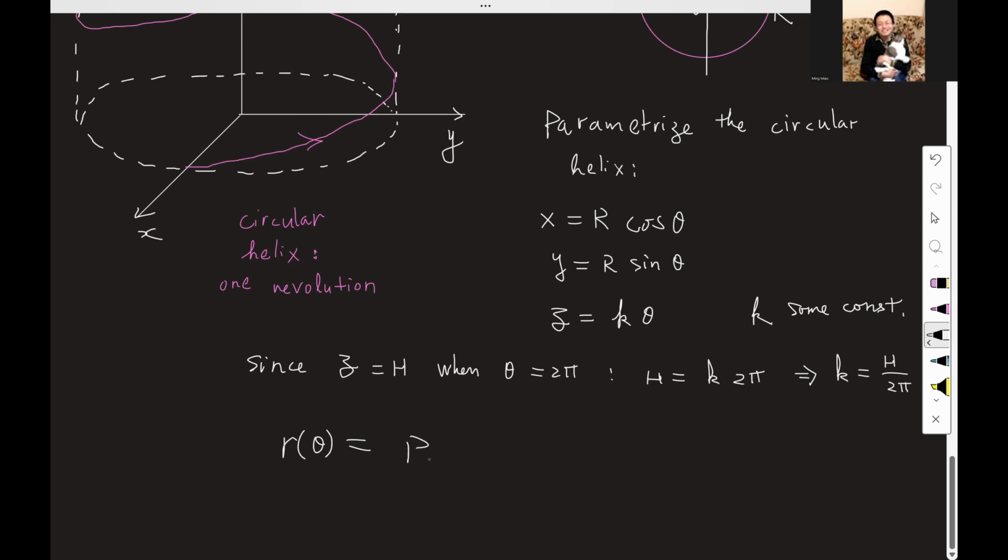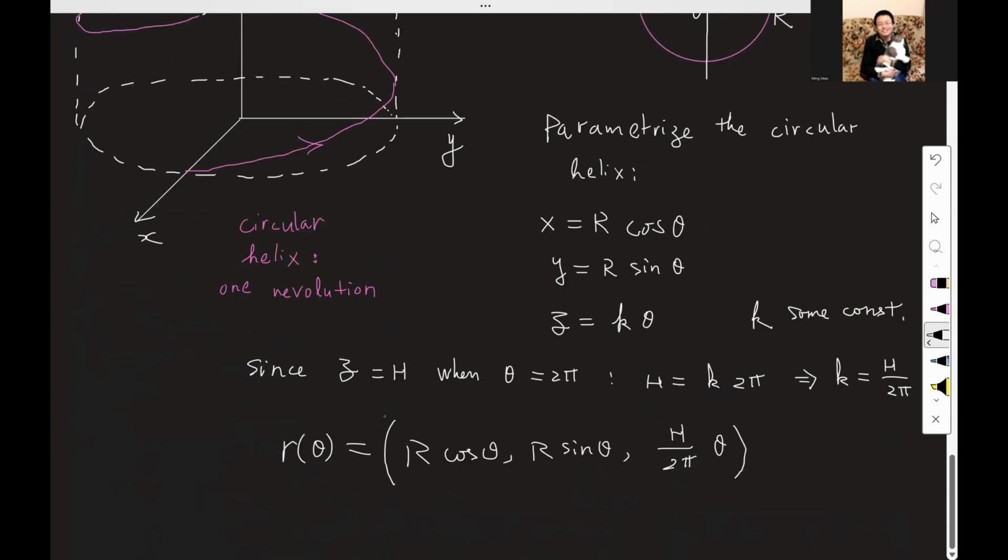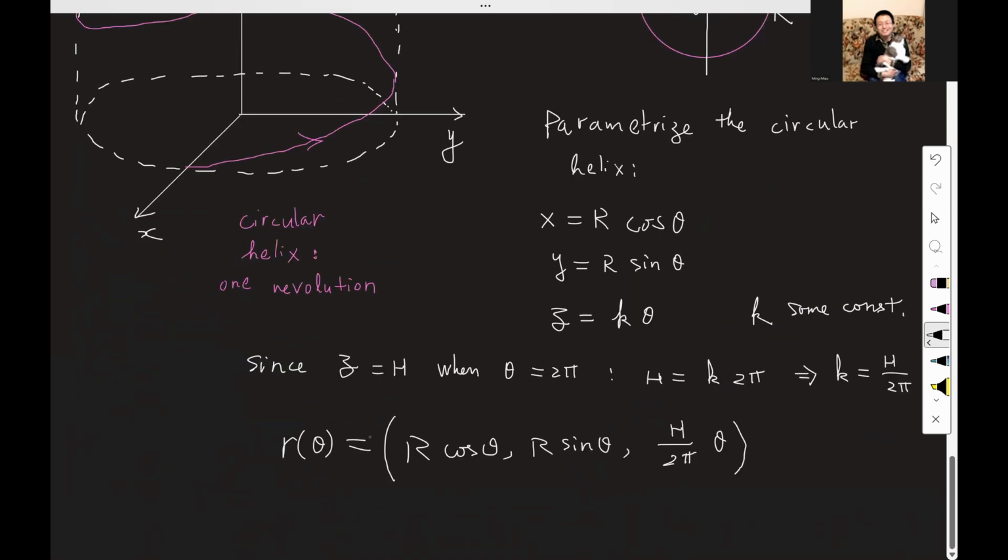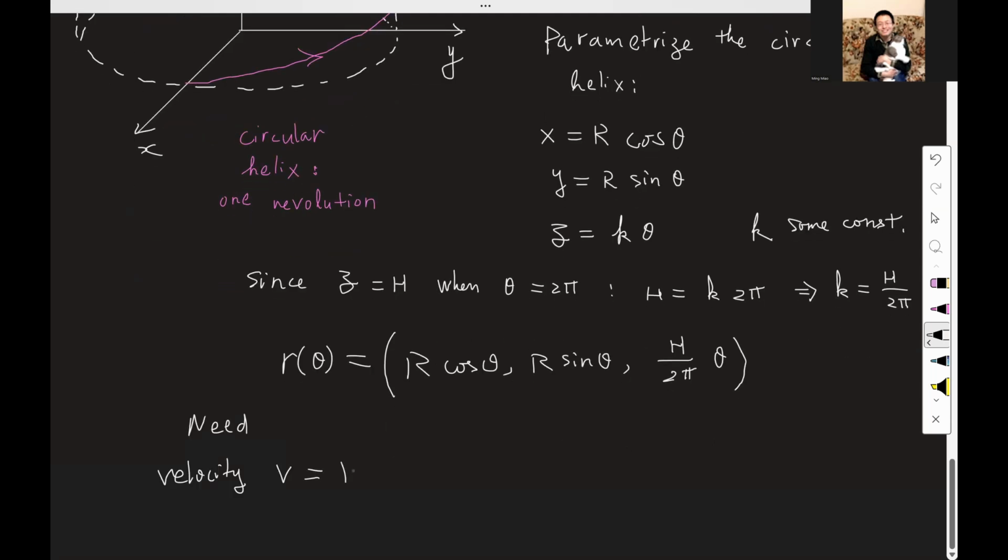So this is r cosine theta, r sine theta, h over 2 pi times theta. We need to derive the velocity, speed, and acceleration from this parameterization. v, which is r dot.